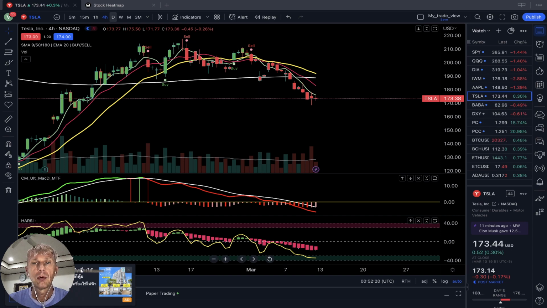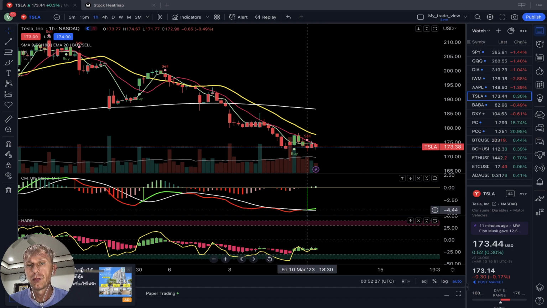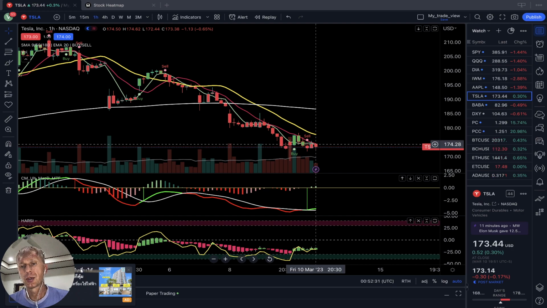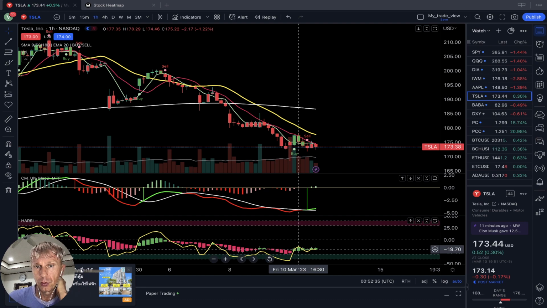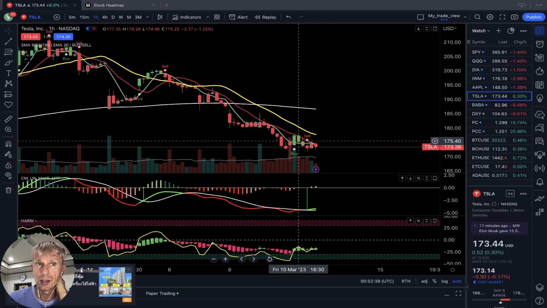Let's move to 1 hour. In 1 hour, MACD changed color to green. Bullish. MA5 still bearish, no bullish confirmation. Heikin Ashi changed from red to green, bullish. Buy signal on the script was buy signal.